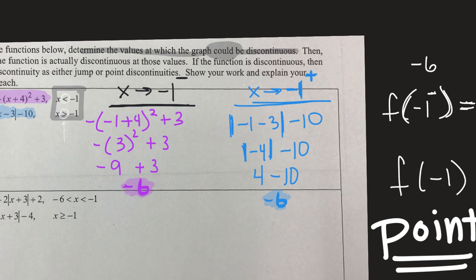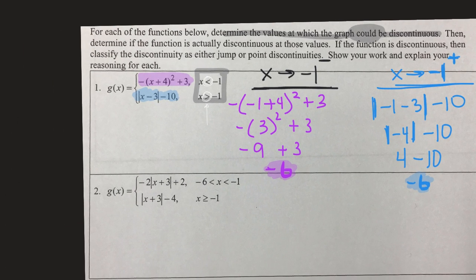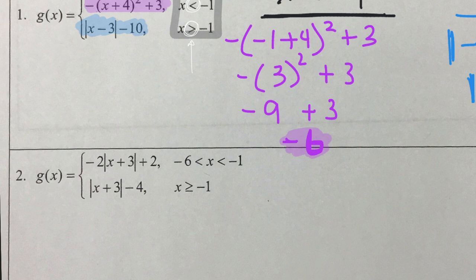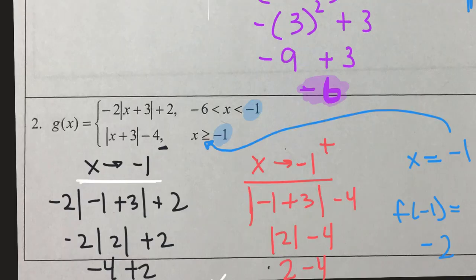Okay, so let's do the same thing for number 2. We're going to check out, it looks like an x value of -1 again. So left side, right side, at -1, and let's see what happens. Okay, so when we evaluate from the left side, we get -2 as the y value. When we evaluate from the right side, we get -2 as the y value. And then when we look exactly at -1, since it says greater than or equal to, the y value is also -2. So we have left side equals right side, and the point exists.